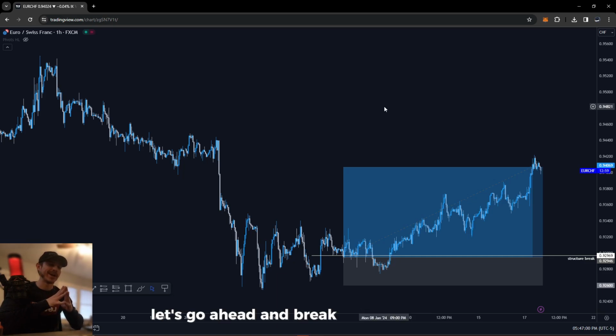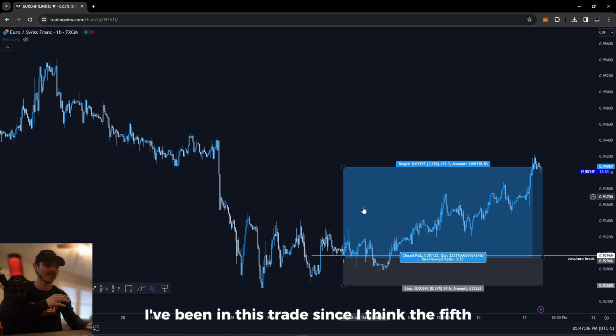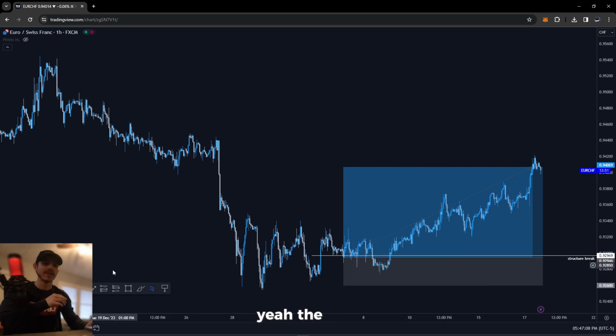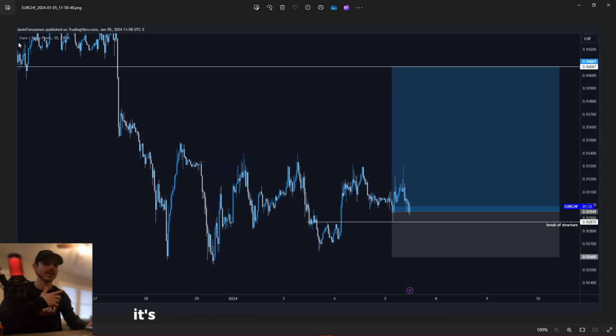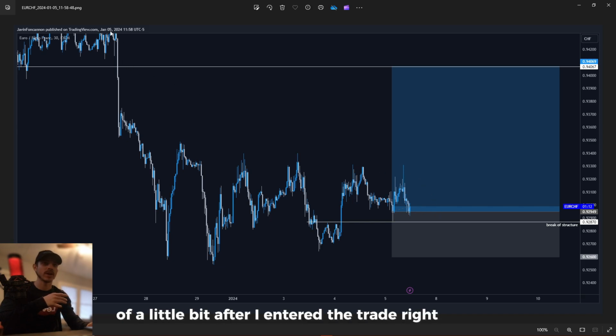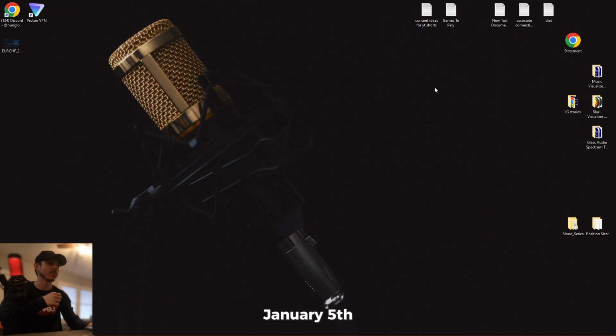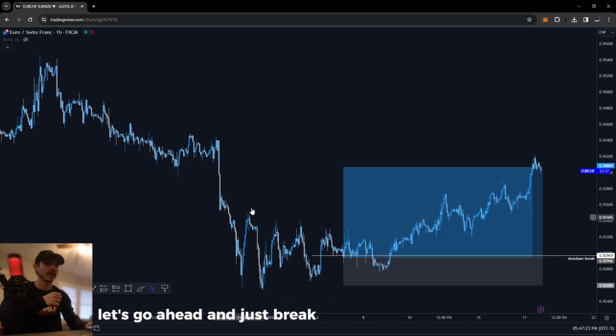Let's go ahead and break down one of the longest trades I've ever been in. I've been in this trade since, I think, the 5th. Yeah, the 5th. And before I break it down, just to prove to you that I actually have been in this trade, it's not me analyzing the market after the fact. Here you can see the screenshot of a little bit after I entered the trade right here on January 5th. Let's go ahead and just break this trade down.